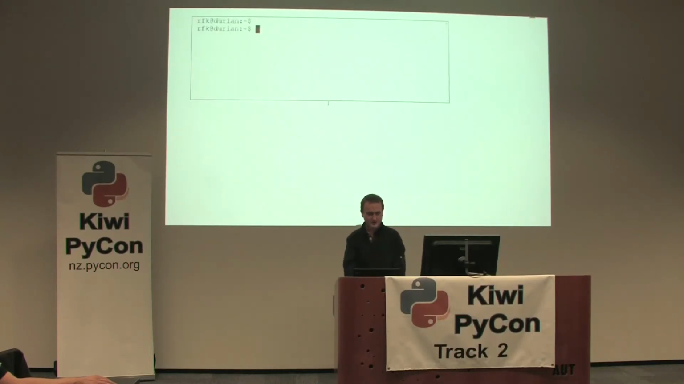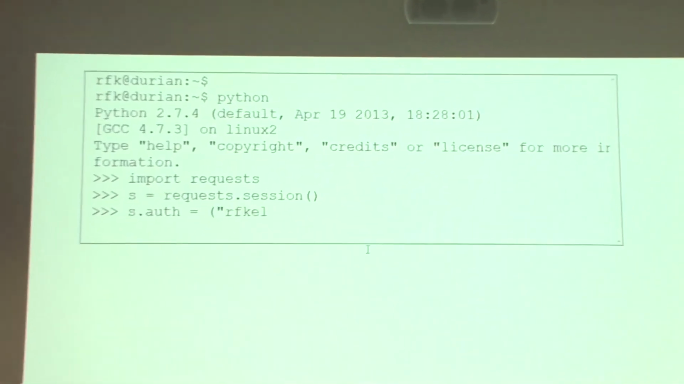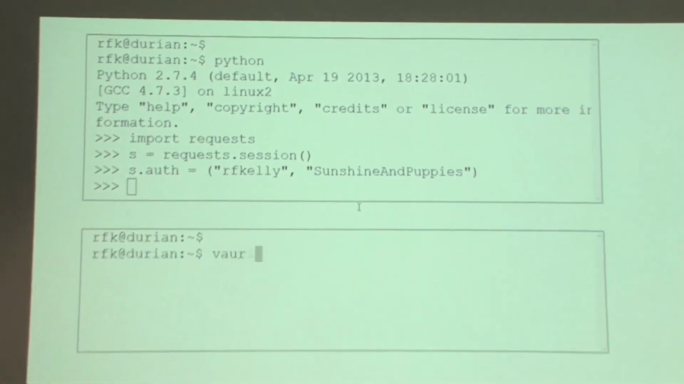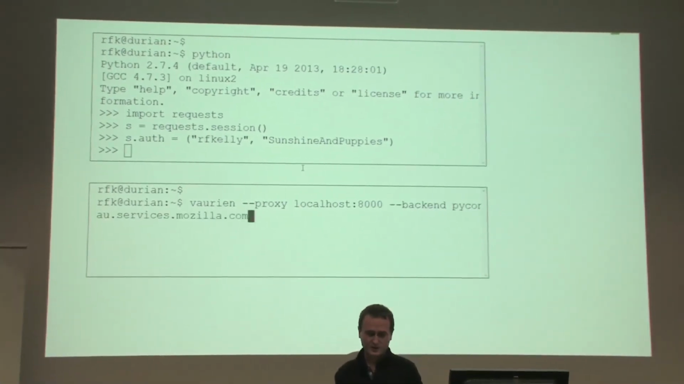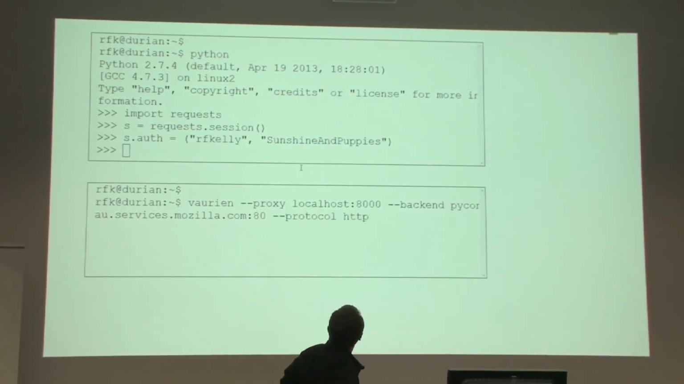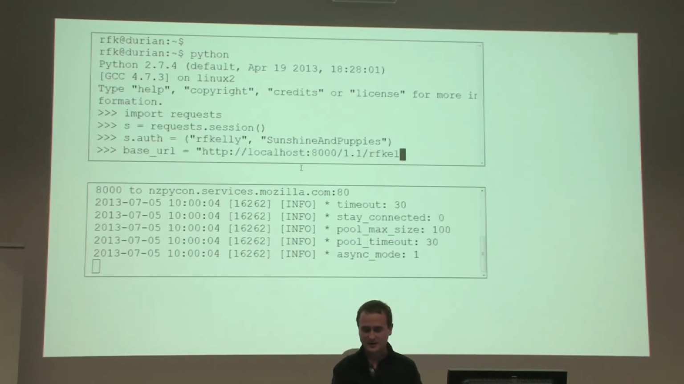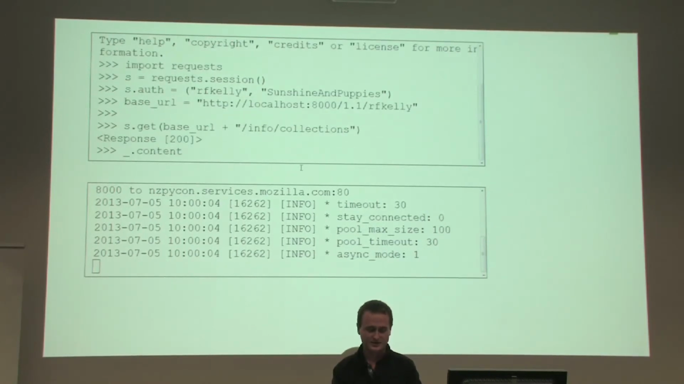So this is what it looks like. I'm going to do essentially that dance with requests again, but instead of talking directly to our web server, I'm going to talk to Vaurien as a proxy. So we'll start it up in another thread here. It's going to listen on port 8000. It's going to talk to a web server, and it's going to speak HTTP. So by default, nothing happens. I haven't told it to do anything in particular, so it's just going to act as a transparent proxy. So this will look exactly the same as before, right?